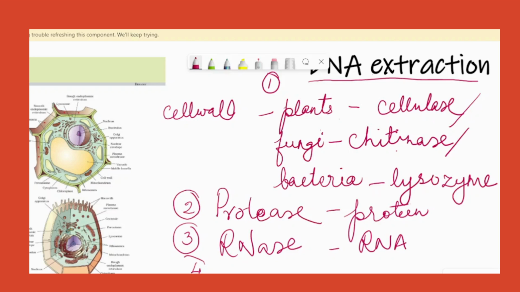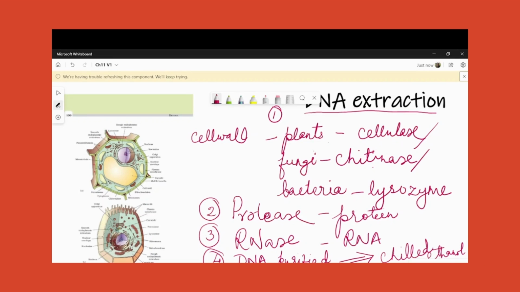Lots more processes are also to be done. However, they are not mentioned in our NCERT, so we are skipping them. Then once you get the DNA, which is purified to a larger extent, how do we get this out? How do we precipitate it out? We precipitate it out by using chilled ethanol. Is it clear? We'll continue in the next video.